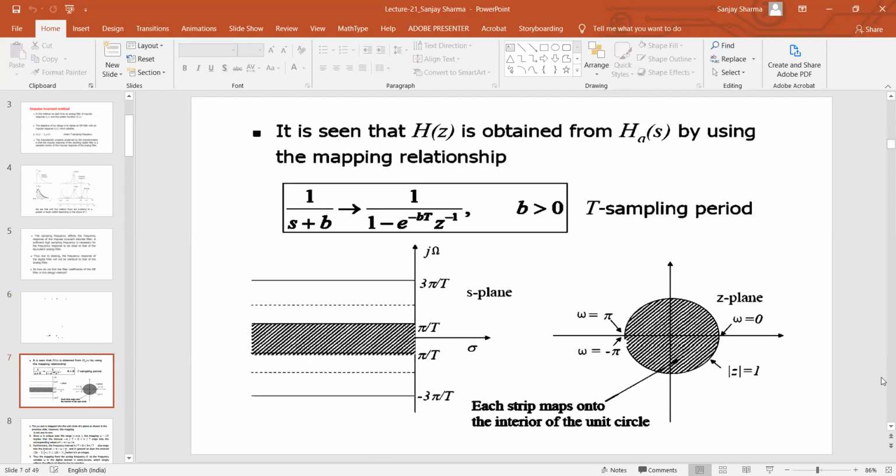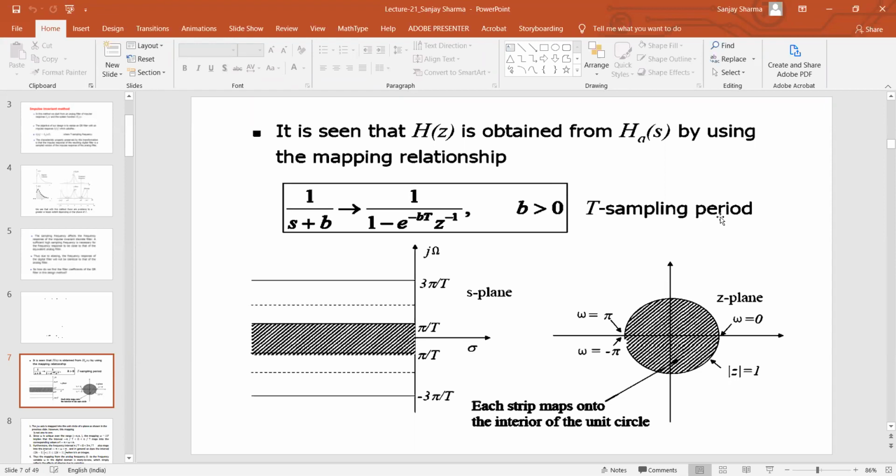Now it is seen that H(z) is obtained from H(s) by using the mapping relationship 1 over s plus b. We get H(z), which is the digital filter, from H(s), which is the analog filter, by using the mapping relationship 1 over s plus b to 1 over 1 minus e to the power minus b capital T z to the power minus 1, b greater than 0, where T is the sampling period.